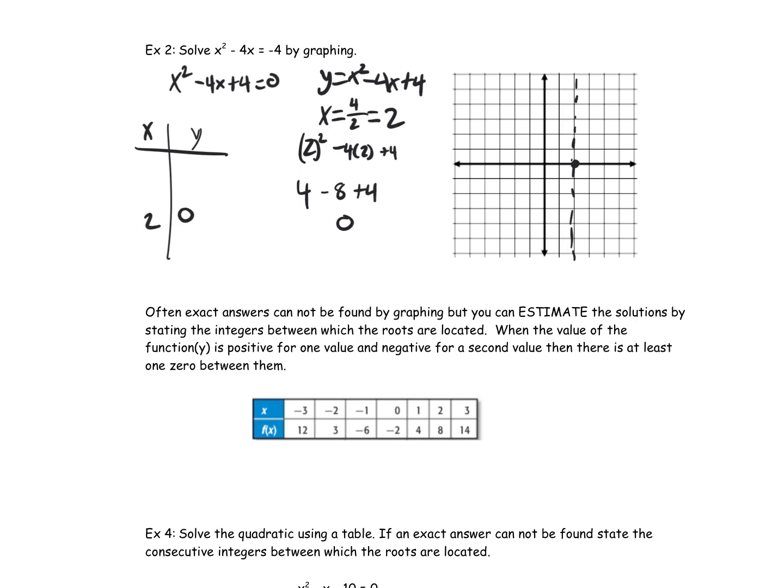So 2, 0. Come up with points to the left and to the right. All right, so let's see, 0 squared is 0. -4 times 0 is 0, so that's just going to be 4. And then 1 squared is 1. -4 times 1 is -4, so 1 minus 4 is -3. -3 plus 4 is 1. So I can go ahead and graph those. And there we go. And go ahead and draw that graph on there.